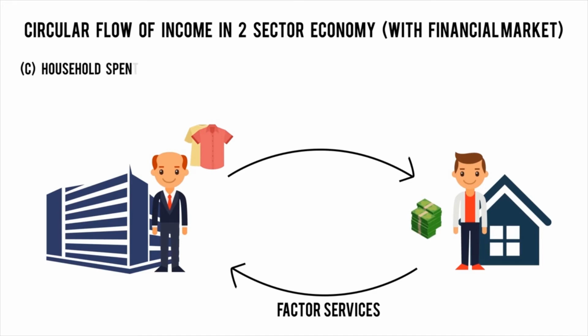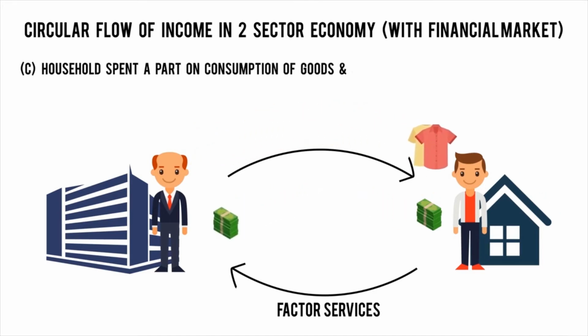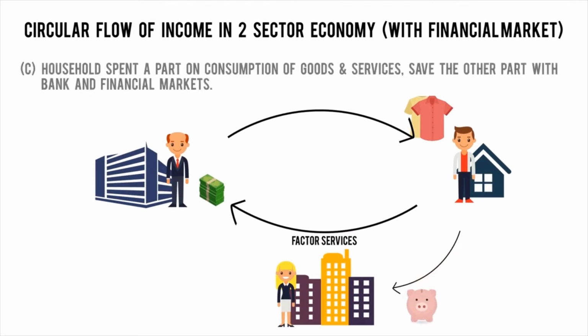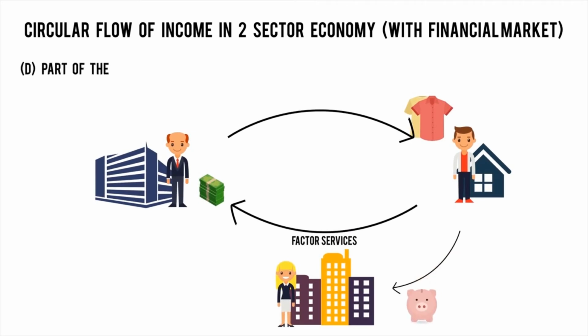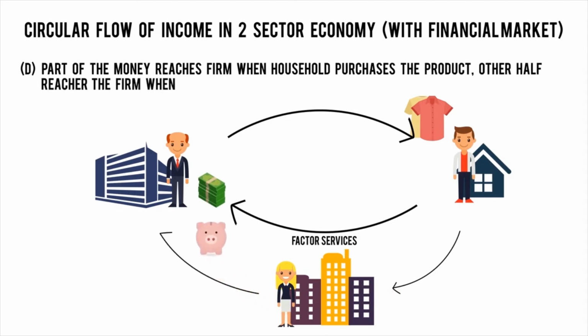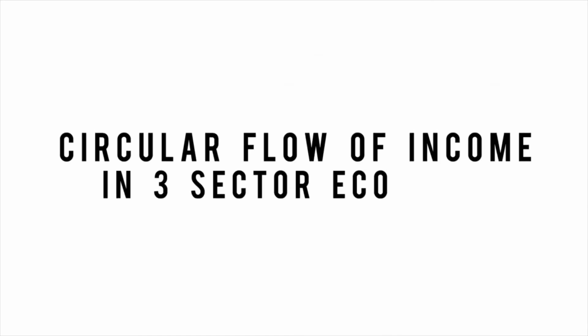C. Households spend a part of their income on consumption of goods and services and save the other part with the financial market. D. A part of the money distributed by the firm to households reaches the firm when households purchase the product, while the other part is received by the firm when it makes borrowings from financial markets for future purposes. Circular flow of income in a three-sector economy.